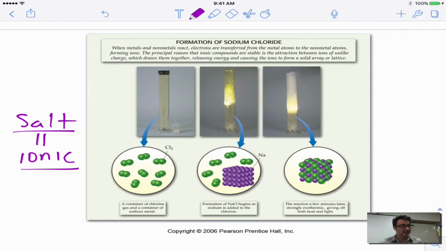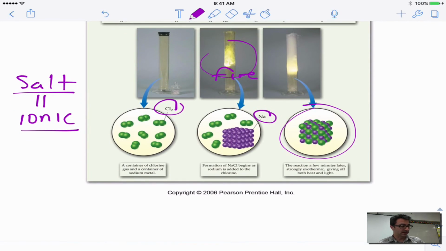So here's my ionic compound forming. I have my chlorine gas that shows up here, and I have my sodium solid metal here. When I put them together, this fireball emerges, and you end up forming sodium chloride crystals at the bottom of the test tube here. Look at all this light being given off. This is fire right here. That's all that energy being released when you form a bond.